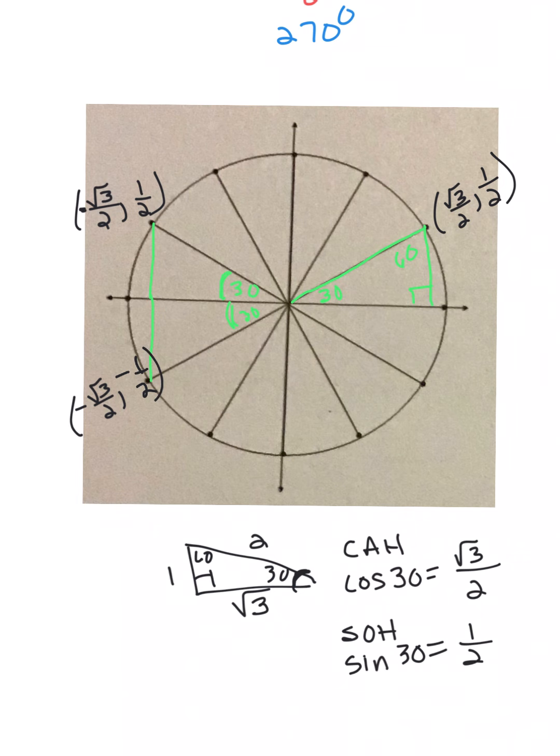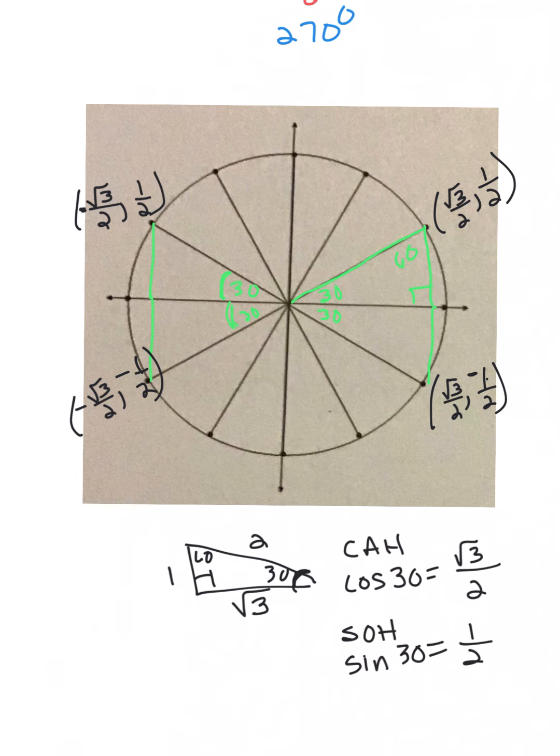If you go to the fourth quadrant, we have another reference angle of 30 here. So we have another 30, 60, 90. So the coordinates will be the same order, square root of 3 over 2 and 1/2. But recognize that in quadrant 4, the y value must be negative.